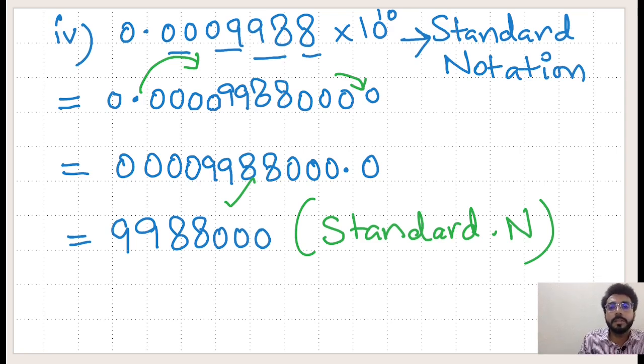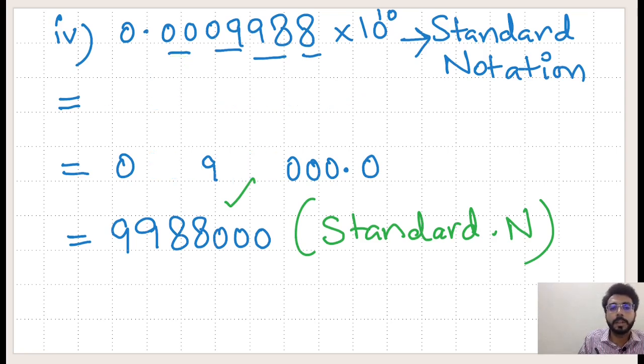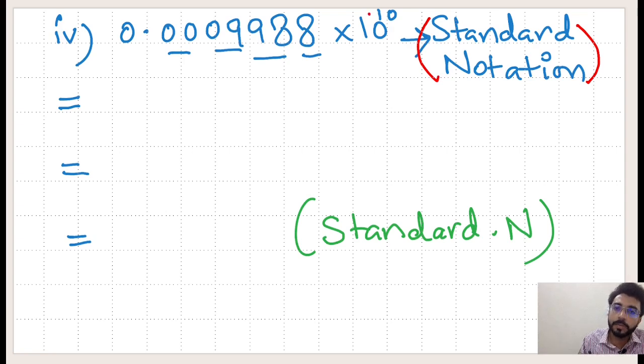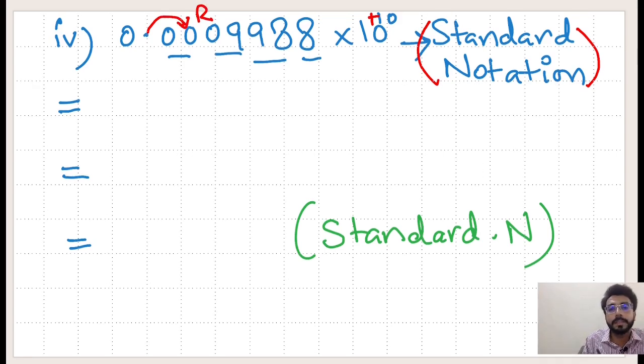The question is, first of all, I remove this, so I write again so you can simply understand. The question is that 0.0099988 10 raised to power 10. We have to write the final answer in standard notation. So the exponent is positive, so we have to move the decimal point toward the right side. How many digits? We move 10 digits.